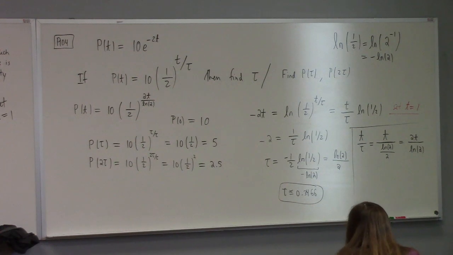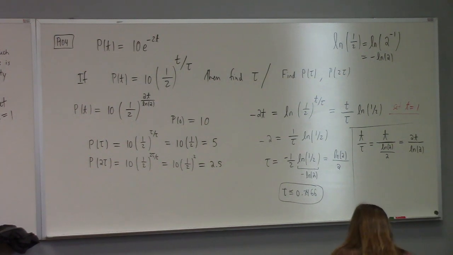After 1 half-life, you have 5 of the thing. After 2 half-lives, you have half of that, 2.5 of the thing, and every time you go one more time tau past, if you increase the time by another half-life, you halve it. So tau is the half-life of this problem. That's what it's called.